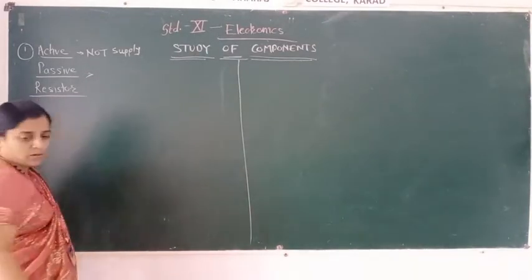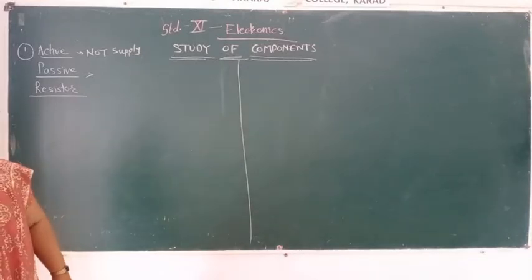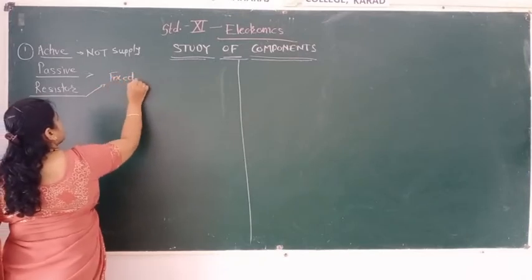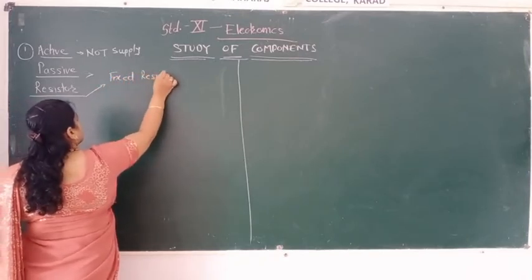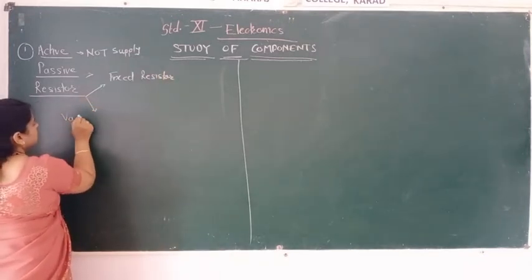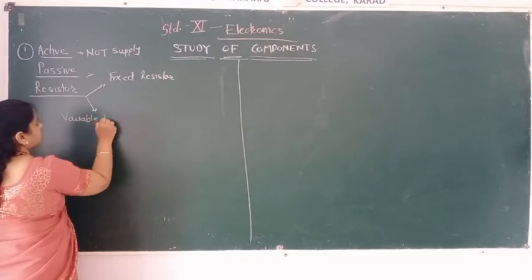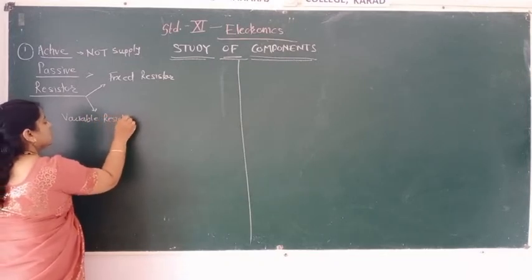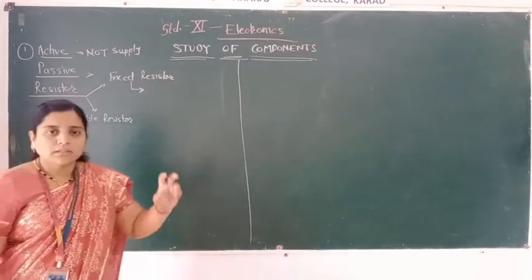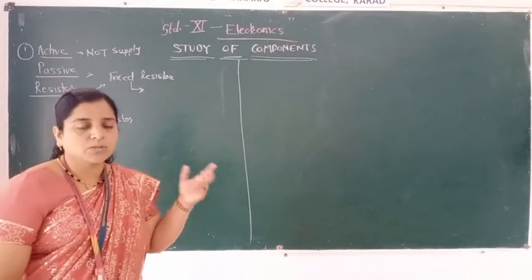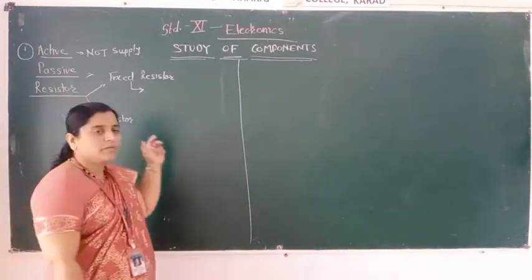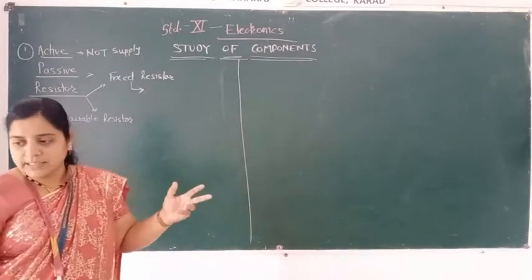We will see the symbols later on. Fixed resistors means those resistors whose values are fixed, not variable, and do not change. And variable resistor means the resistor's value is always changing. It is not fixed.